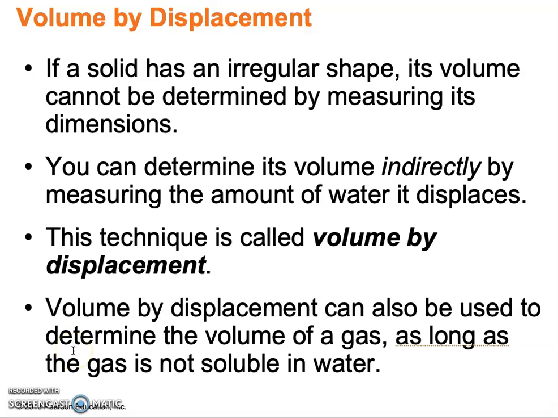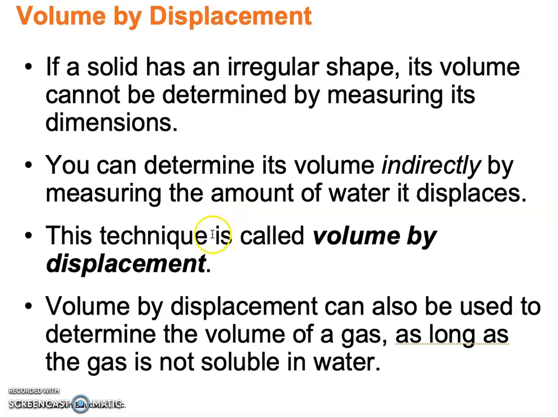Volume can also be calculated by displacement. Specifically for solids that have an irregular shape, the volume cannot be determined by measuring the dimensions like we did with the cube or the box. But you can determine its volume indirectly by measuring the amount of water it displaces. This technique is called volume by displacement. Volume by displacement can also be used to determine the volume of a gas, as long as the gas is not soluble in water.